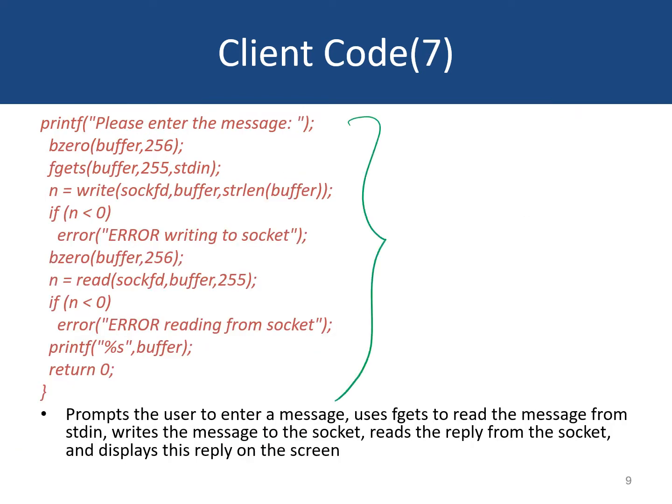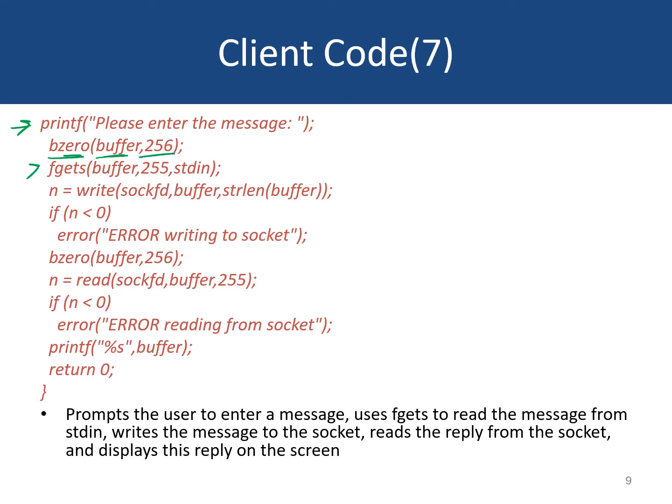These are the last several lines of the client code. Most of these are self-explanatory, and we have already talked about these earlier in the server code. So I'll quickly go through these. The client program first prints a message asking the user to enter a message string. Using this bzero function, the client will initialize the buffer with all zeros. Recall we have earlier declared a buffer that can store up to 256 characters.